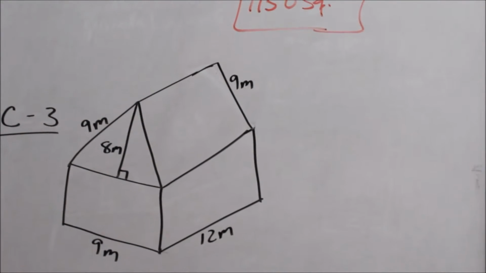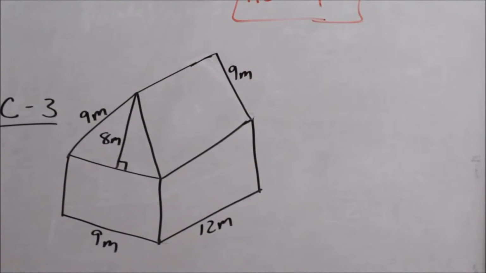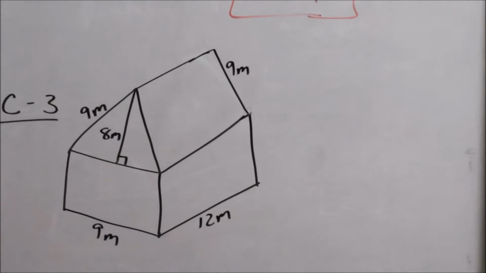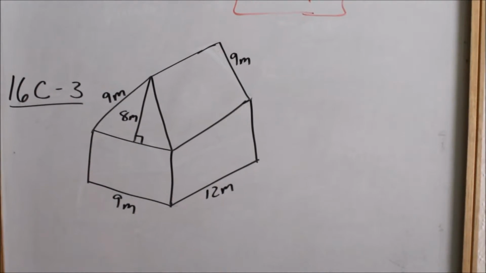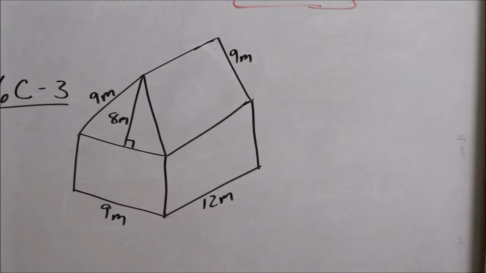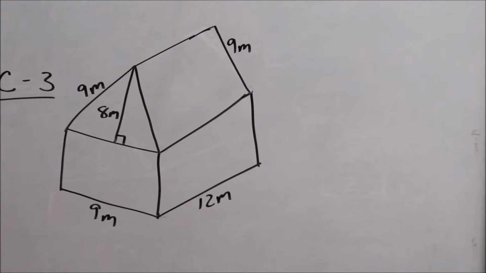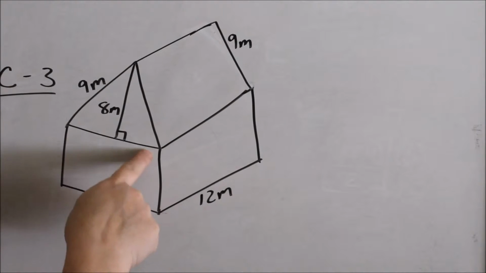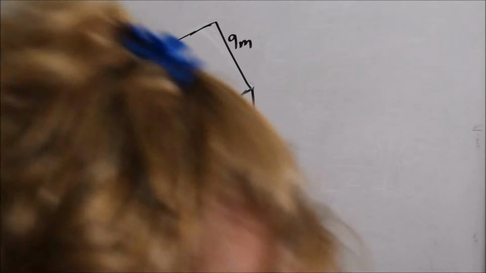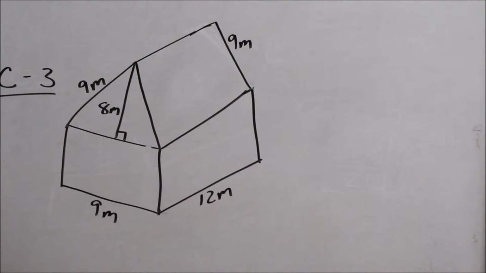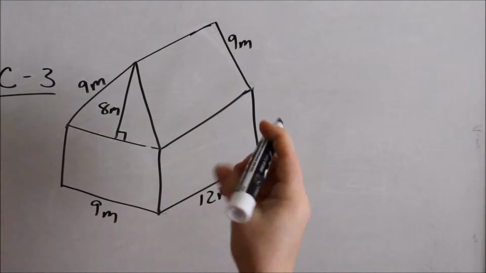We have a house. Again, I don't use any formulas. I just find the area of every shape that I'm dealing with. I am missing a dimension. I need a dimension for here. So give me 1 second. That is 6 meters.